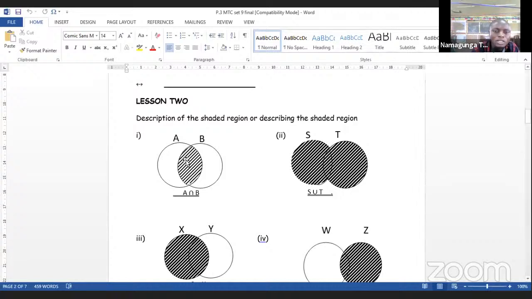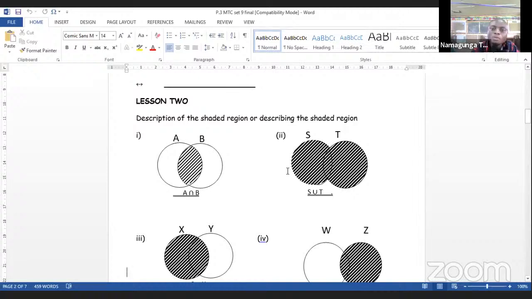When they tell you to write an intersection of sets, you shade the only part in between these two sets where these two sets meet. This one is the intersection of sets. So if they tell you describe the shaded region, you put set A, as you're seeing it here, intersection set B.